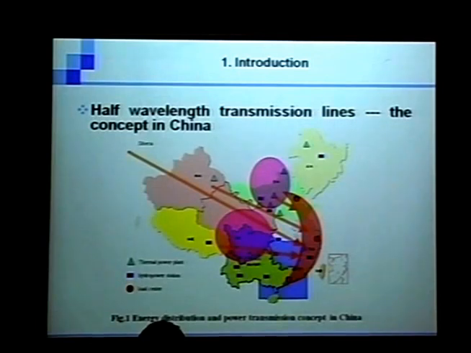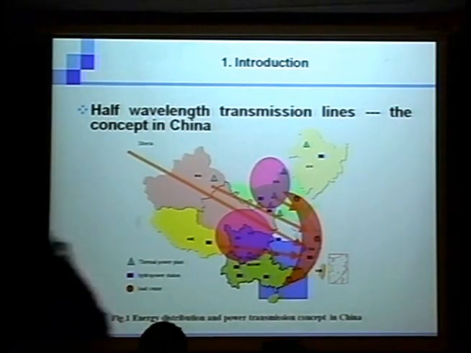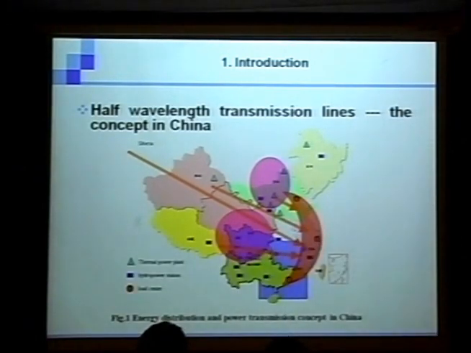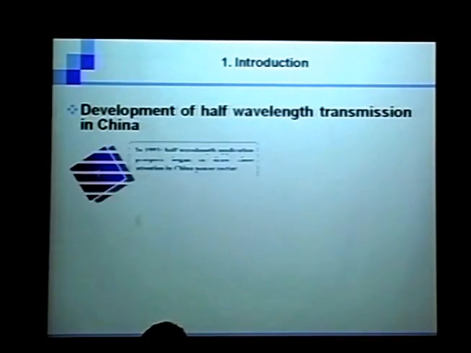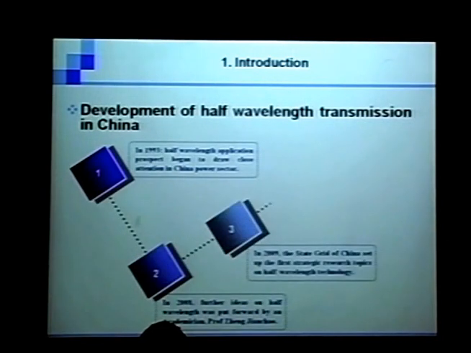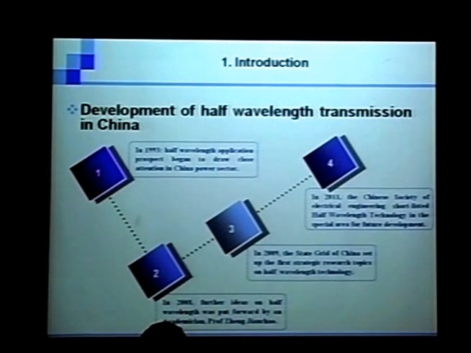And also, from the future point of view, we have some potential to transport power internationally, for example, from Mongolia or from Russia. Okay, so that is the very brief introduction to the background for the requirement of half wavelength transmission technology. Here I give you some ideas of what happens in China with half wavelength transmission technology.